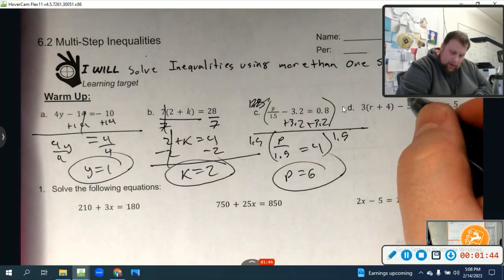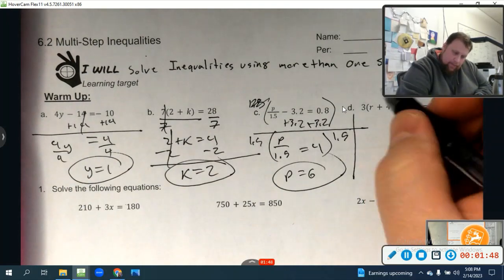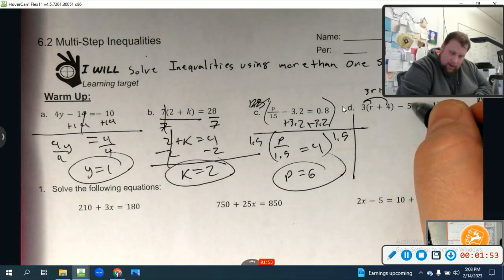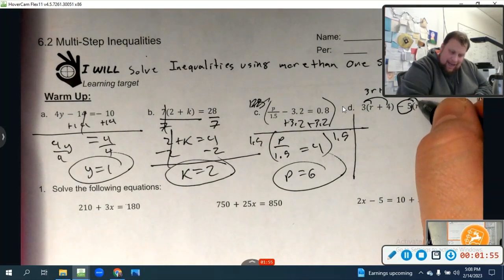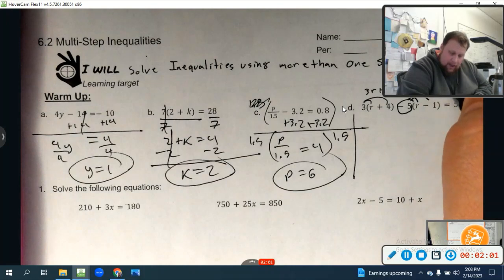This one's a little longer. Let's see what we end up with here. I'm actually going to do a step above and the rest down here below. Lots of distribution. 3r plus 12. Got to distribute that negative. So that's going to be minus 5r. And then a negative times a negative is a positive. So plus 5 equals 5.